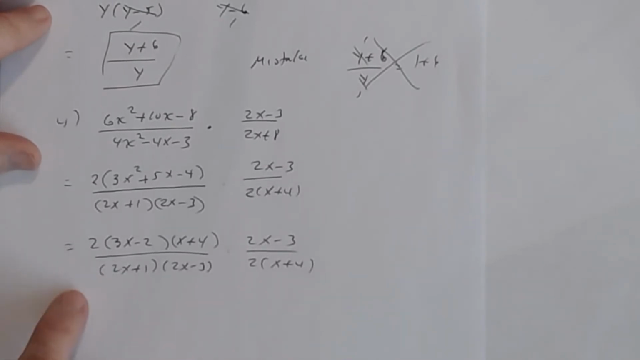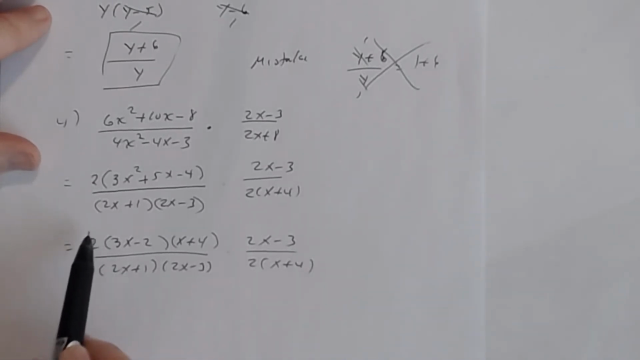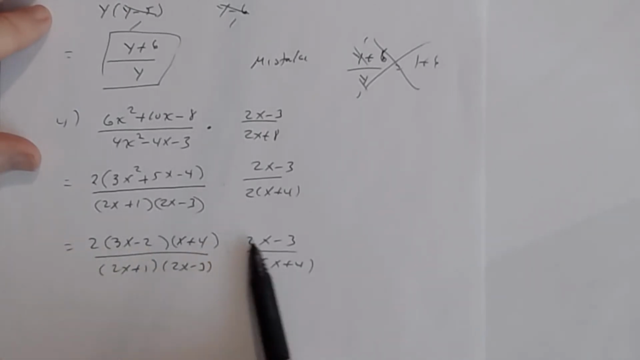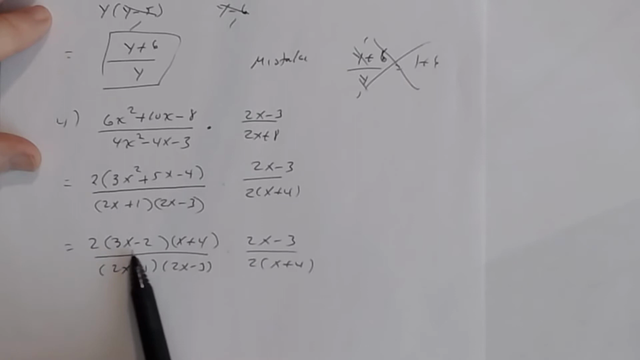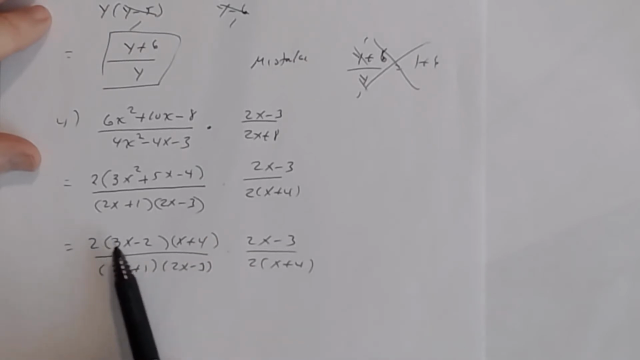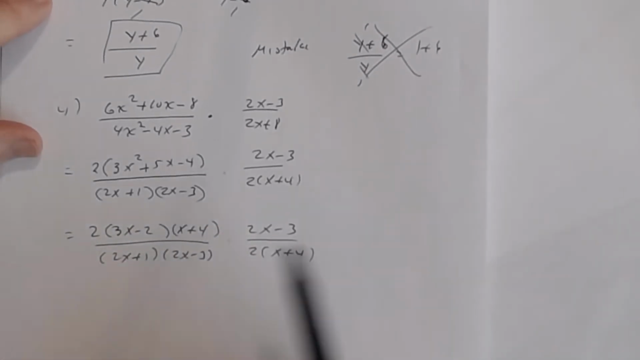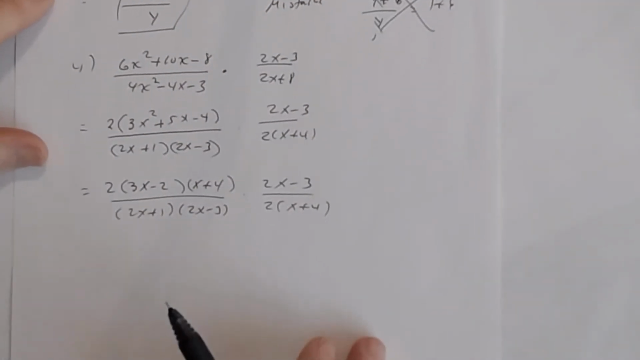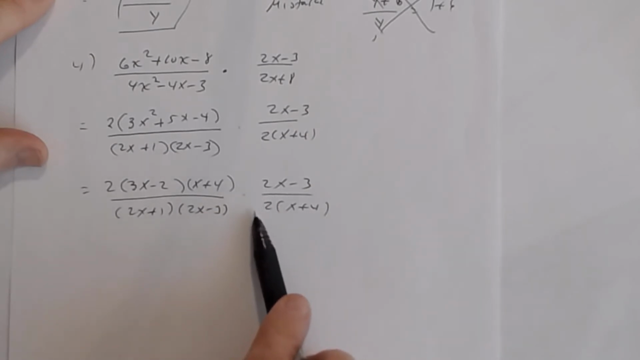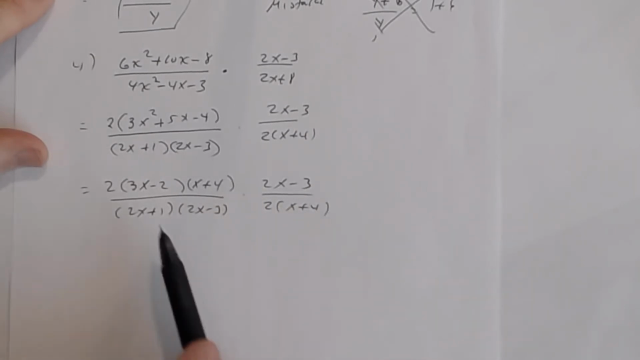The next step is to reduce common factors. Let's talk about what the factors are. Your factors in the numerators are 2, 3x minus 2, x plus 4, and 2x minus 3. So there are 4 factors. Your factors in the denominators are 2x plus 1, 2x minus 3, 2, and x plus 4. So there are 4 factors in the denominators.